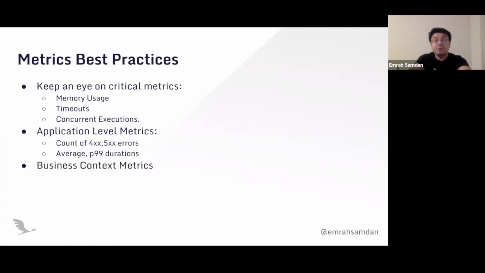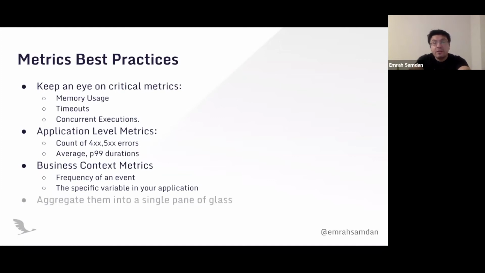You should also focus on business context metrics, which are like the frequency of an event or a specific variable in your application. Let's say that you are taking the ID of a user, and it's very important for you. You should take this as a metric and see how frequently you are processing the ID of a user. You may want to check this, and you need to aggregate all of these metrics into a single pane of glass in order to gain better visibility.